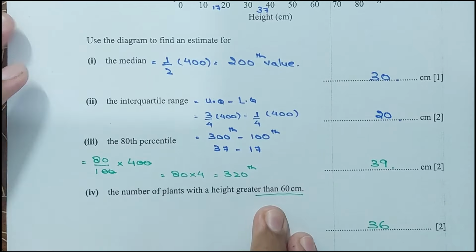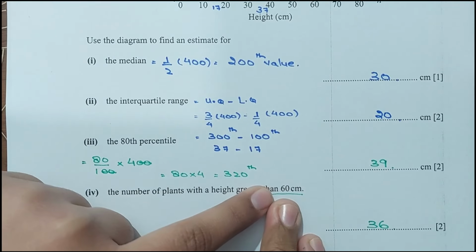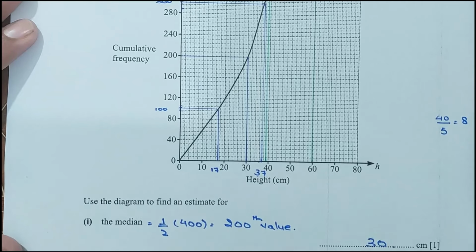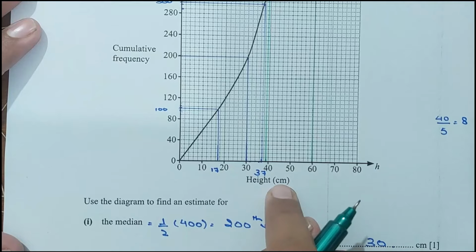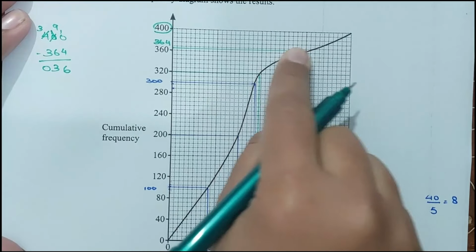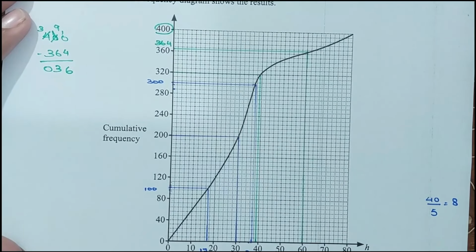So what we have to do, we have to find the value when the height is 60 centimeters. So we have to find the value corresponding to this cumulative frequency diagram, right? And from the total, we have to subtract that value and you will get the number of plants.